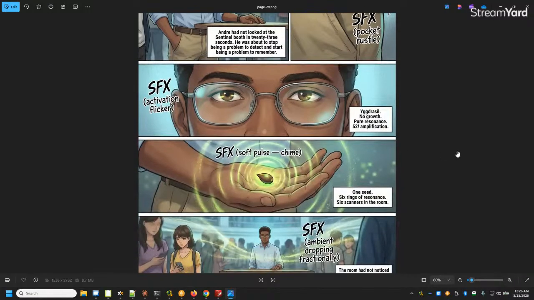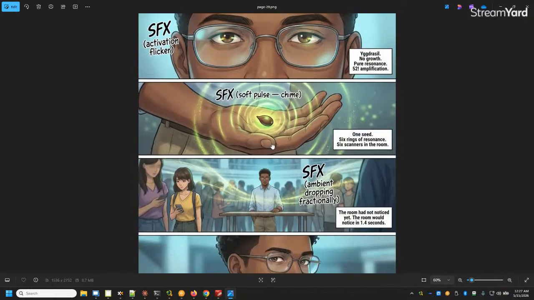Okay. Intercell, no growth, pure resonance, 52 factorial amplification. No, he ain't finna grow. He ain't finna grow this big ass tree in this room. No way. One seed, 6 rings. Oh, he's doing it to the resonance. What does that do? 6 rings of resonance, 6 scanners in the room.